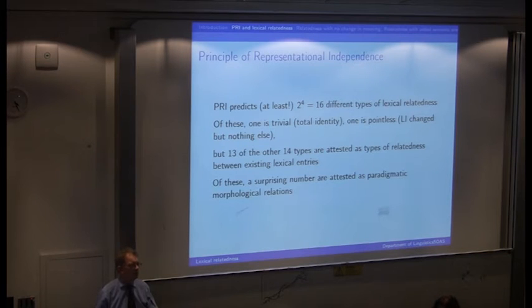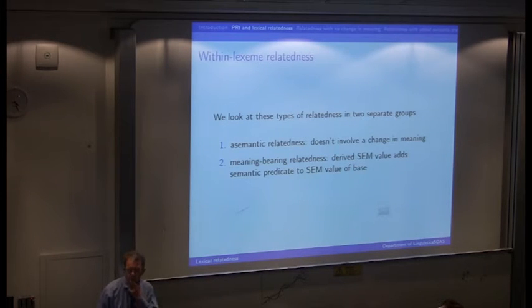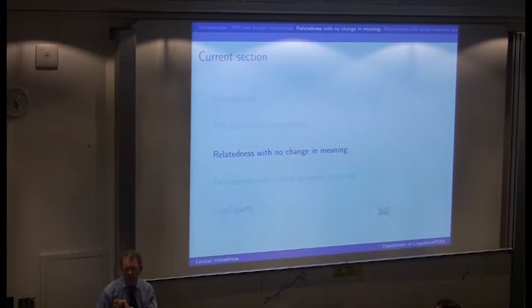In some cases, it's a bit trivial, like synonyms, where you've got totally different forms but exactly the same meaning, and that's not done by morphology. But a lot of these things are done by morphology in certain languages. So let's have a look at this within-lexeme relatedness. And there are these two sorts that I mentioned, as you saw from the table of contents at the very beginning. There are those which don't involve a change in meaning, and those which do involve a change in meaning. So let's have a look at the ones which don't involve any change in meaning.